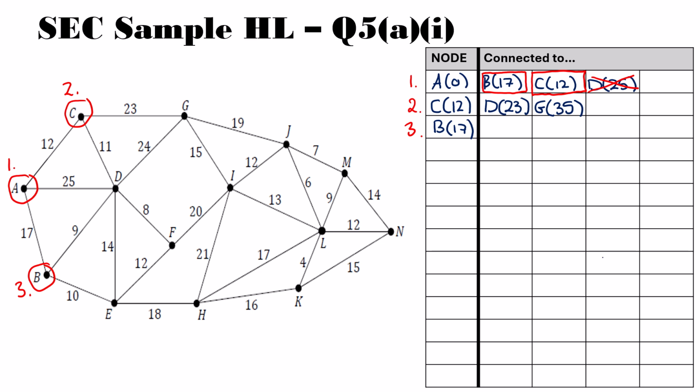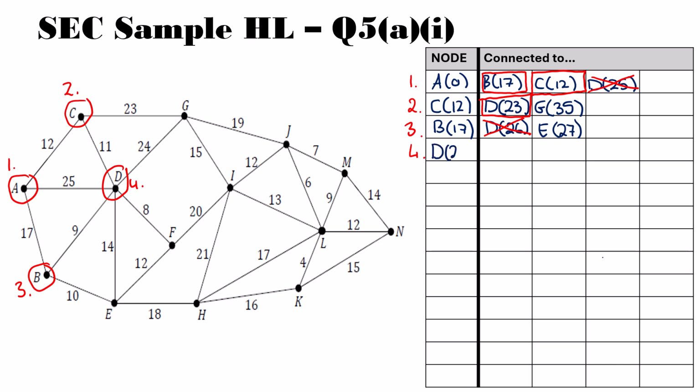So B then can connect to D, which is an extra 9, so that gives us 26, and E, which is 27. We now have another duplicate of D, so we have to get rid of the bigger value, and we work with our next smallest node, which is D. D is going to lock in as node number 4.